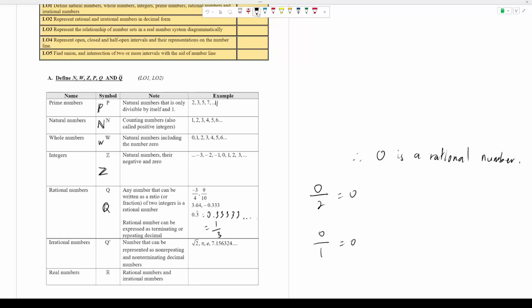And then we move on to irrational numbers. The symbol is still Q, but we put an apostrophe above the Q. The apostrophe represents the set that is not Q. So not rational is irrational. Irrational numbers are numbers that can be represented as non-repeating and non-terminating decimal numbers. So basically, non-fractions, such as root 2. So you press the calculator. Root 2 is equals to. Let me pull up my calculator here.